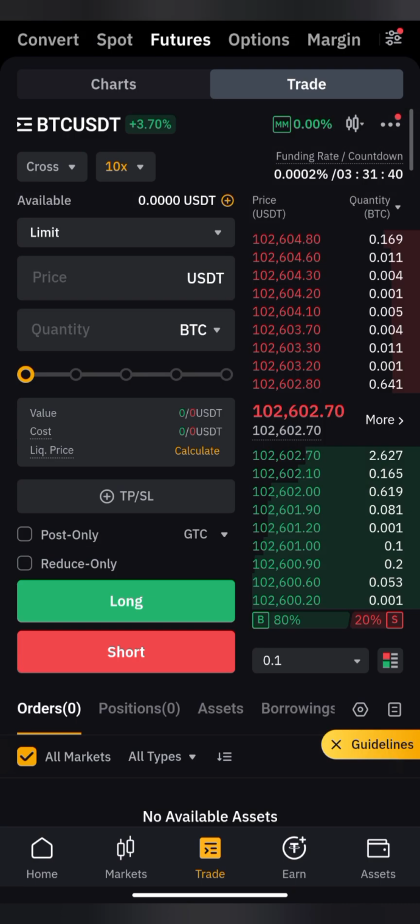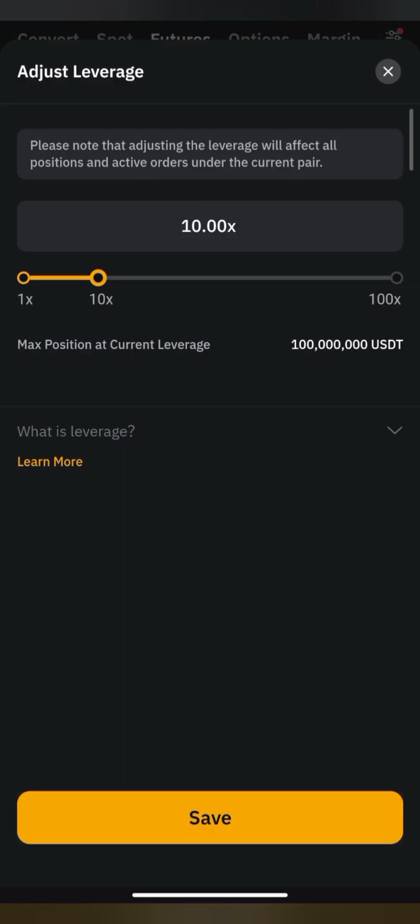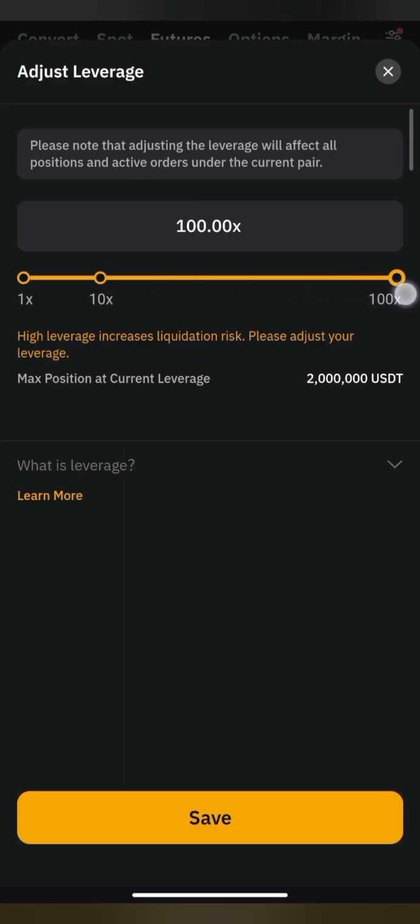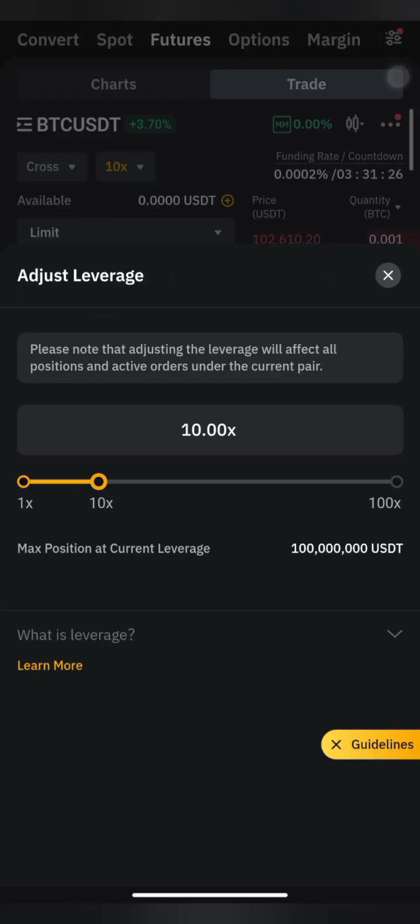You can adjust your leverage before taking a trade. Leverage is the ratio of amount borrowed to the amount invested. That is, if you choose a 100x leverage, it means you are allowed to trade 100 times your margin.